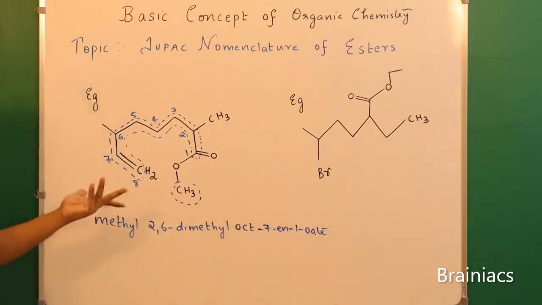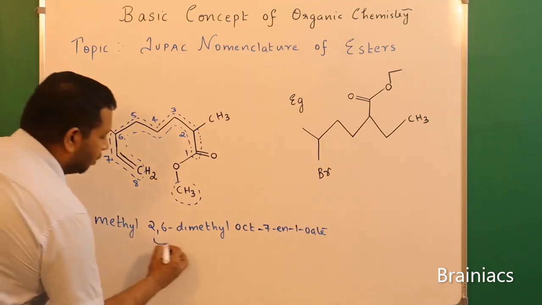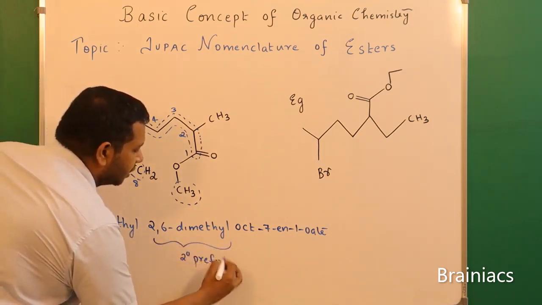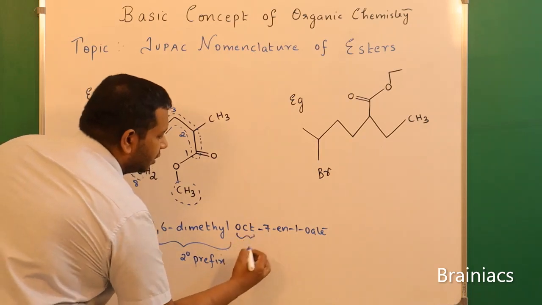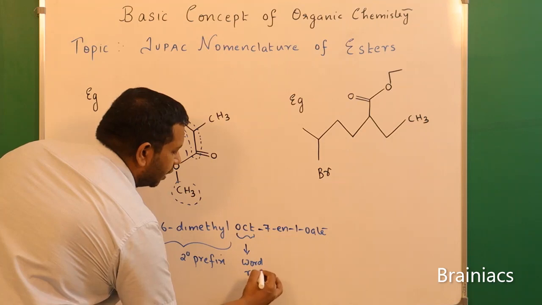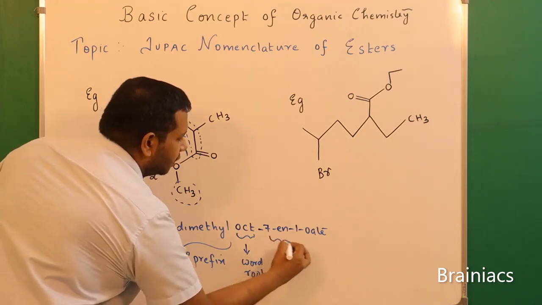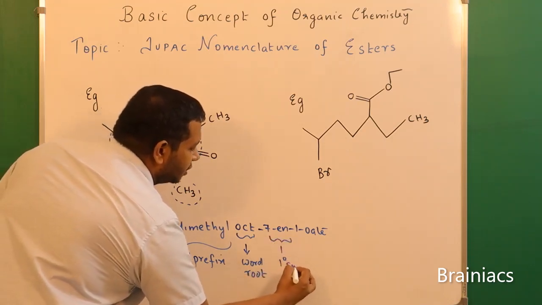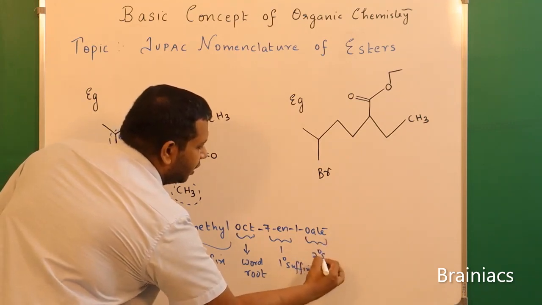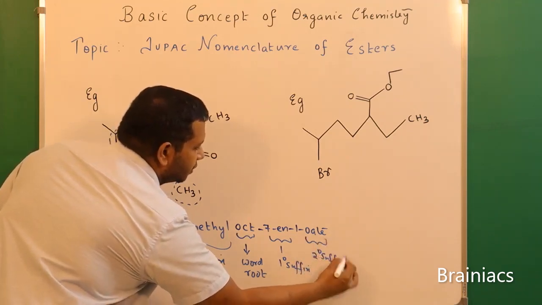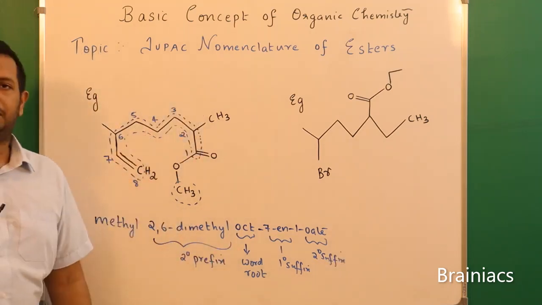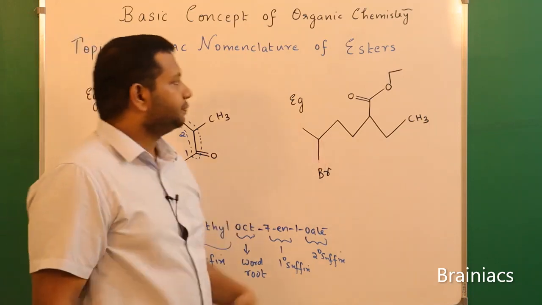I hope you understood. Same thing: this is my secondary prefix, correct? This is my word root, correct? And what is this? This is my primary suffix, and this is my secondary suffix. I hope you understood. So this is the way we need to write it. Now coming to the next one.